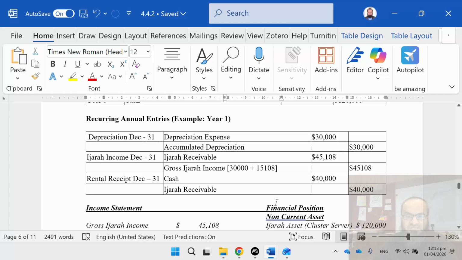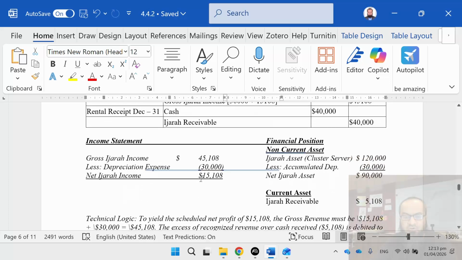So this completes the Lessor side accounting of Ijarah, and now in the next session we have to discuss some of the impacts of Ijarah accounting, and how to test the understanding for assessment purposes.